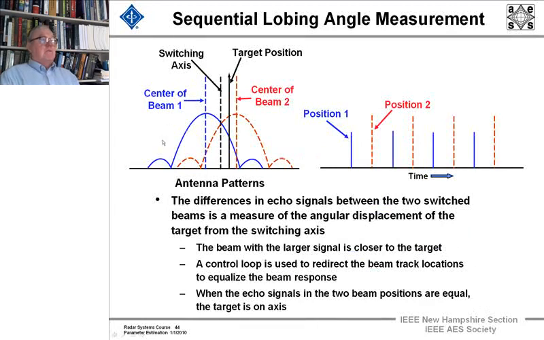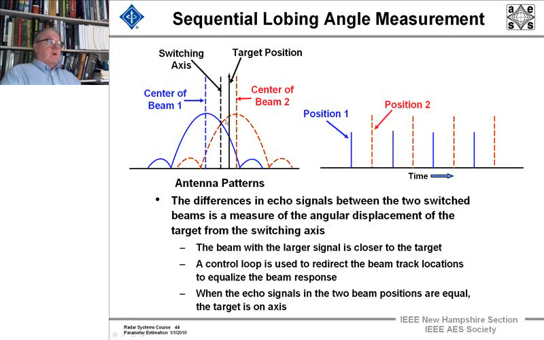Let's look at sequential lobing in another way. Here we have a target location in the black solid line, and this is the switching axis where we switch back and forth from one beam to the other. And for this target, we'll receive for beam 2, which is the red dashed lines, this will be the center of beam 2, and we'll get a higher amplitude. And the center of beam 1 over here.